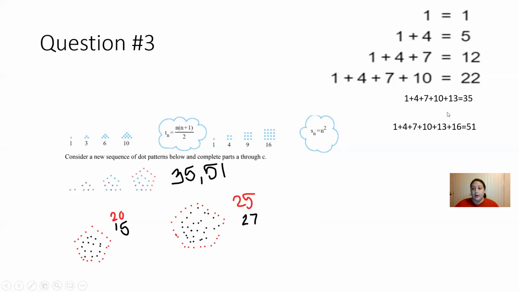So after that, we're going to add 3 to this 13 to give us 16. So 1 plus 4 plus 7 plus 10 plus 13 plus 16 equals 51. Again, tried to make a good pentagon. Didn't really work out that way, but there are 51 dots right here.